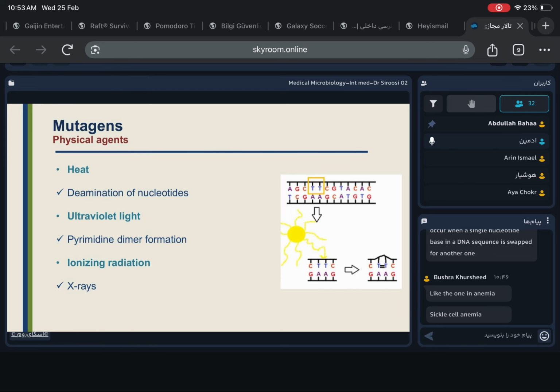Mutations can happen spontaneously in nature. I told you that sometimes DNA polymerase, which is responsible for replicating the DNA, is not error-free. Sometimes it makes mistakes, and if this happens, we have a mutation. There are some physical and also chemical agents which are mutagens, which means they are able to cause mutation in the DNA.